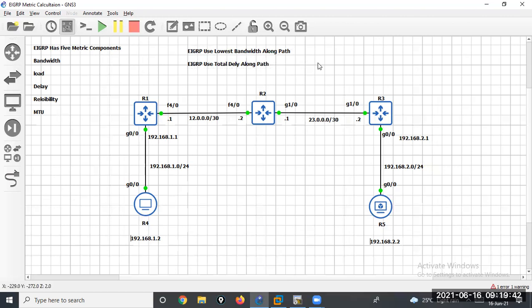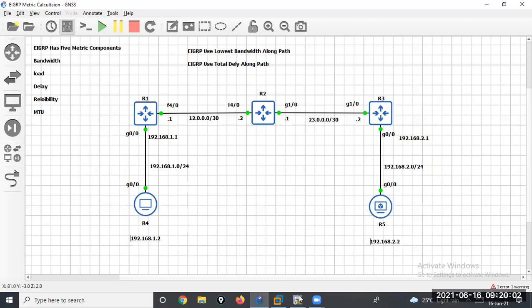Why does EIGRP use only bandwidth and delay? Even though it has 5 components, it uses only bandwidth and delay. Why? Because of the K values. By default in EIGRP there are K values: K1, K2, K3, K4, K5. How to see the K values here?